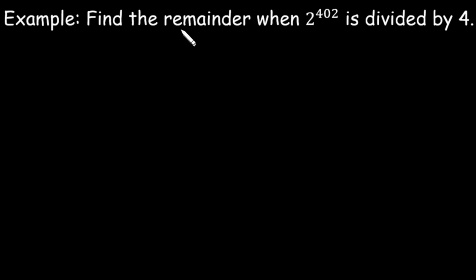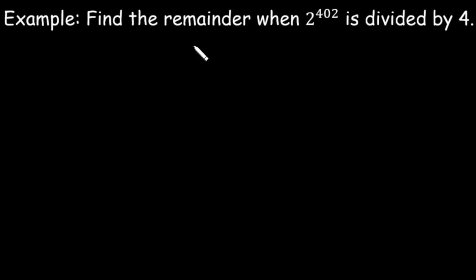Now let's take another example. Find the remainder when 2 raised to power 402 is divided by 4. Notice here the divisor in this case is 4, which is not prime. So we cannot use Fermat's little theorem in this case. So how to proceed in this case?